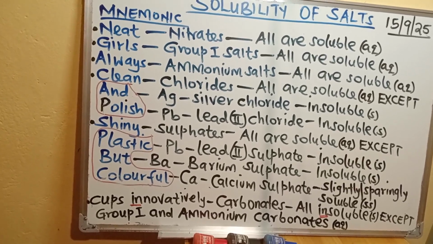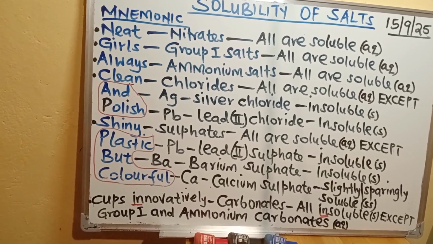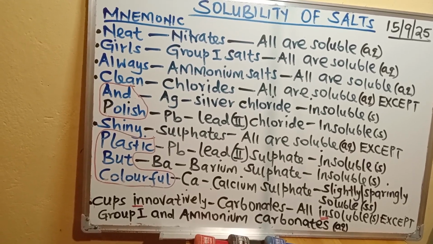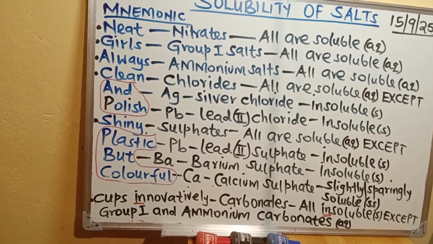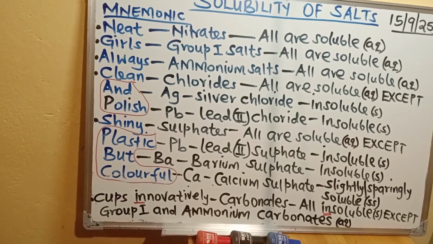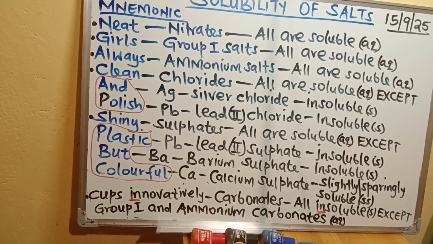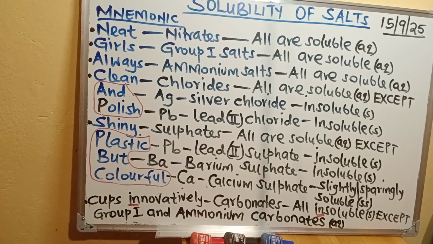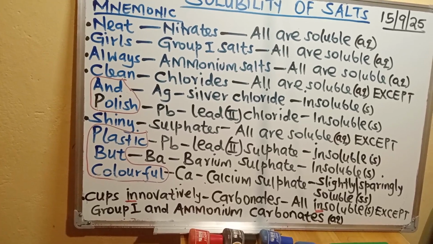Always, standing in for ammonium salts. All ammonium salts are soluble. Again, they're in the aqueous state, small a, small q in brackets. Clean, standing in for chlorides. All chlorides are soluble. All of them are soluble, that is in the aqueous state, small a, small q in brackets, except.